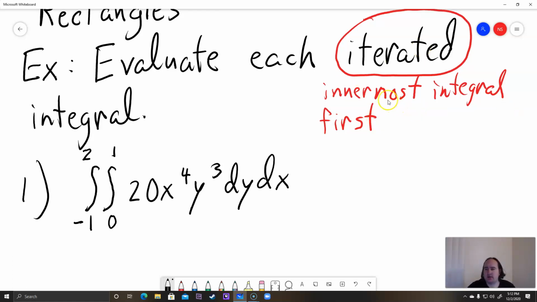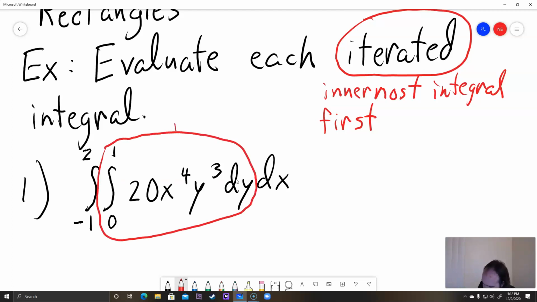Iterated means you do the inner integral first. Here the inner integral is dy. How do I know it's the inner integral? Well, the dy is written first, so that means it's on the inside. So our inner integral is this one right here, which I'm circling in red.